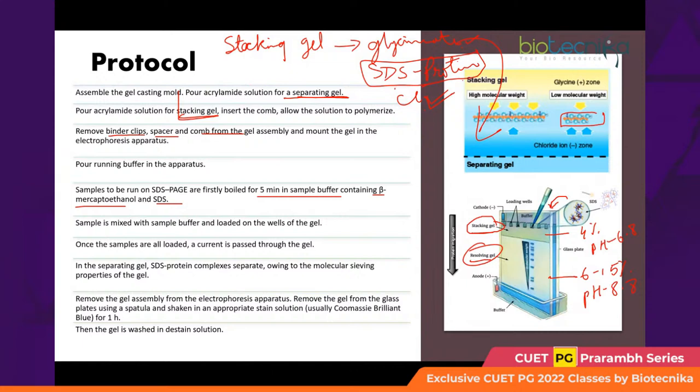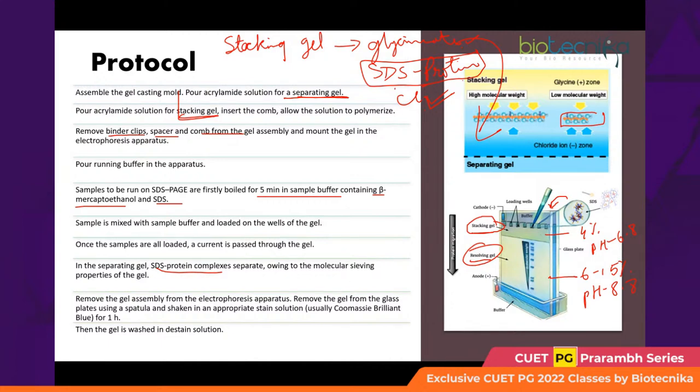In the separating gel, the SDS-protein complexes separate owing to the molecular sieving property of the gel. Once we see by the bromophenol blue how far our sample has traveled, and it is about to get over, we will stop the electrophoresis. Very carefully, we have to take out the gel.